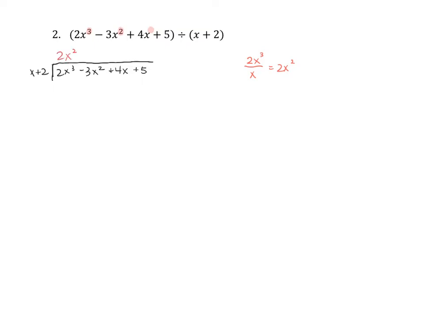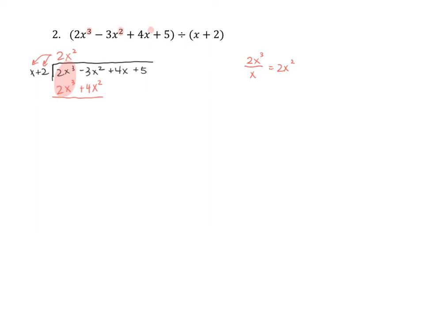Okay, and so now after we divide, we multiply. So we're going to multiply the 2x squared by the whole divisor. So 2x squared times x is 2x cubed. And then 2x squared times 2 is 4x squared. So notice that like terms line up under each other. Also notice that the first terms are the same. If these first two things don't match, then you did something wrong.